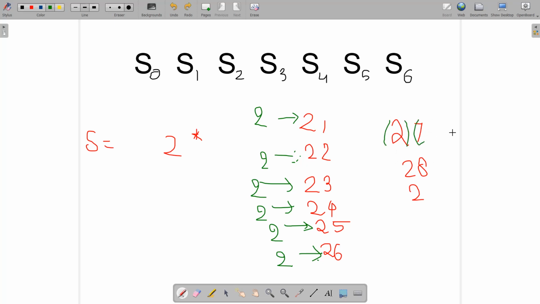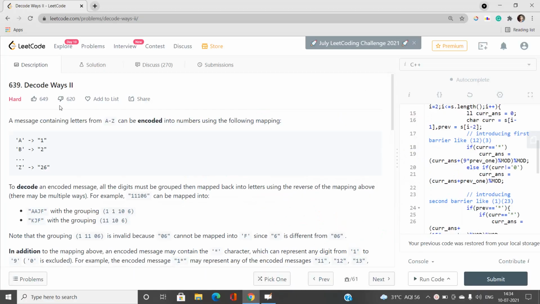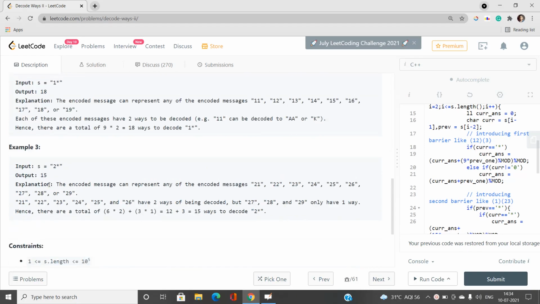So for all the corresponding strings from 27 up to 29, it is 1 way each. So what is my answer? You can see 6 times 2 is 12, and 1 is coming out 3 times. 12 plus 3 is 15. So if you look over here, 2 star comes out to 15.